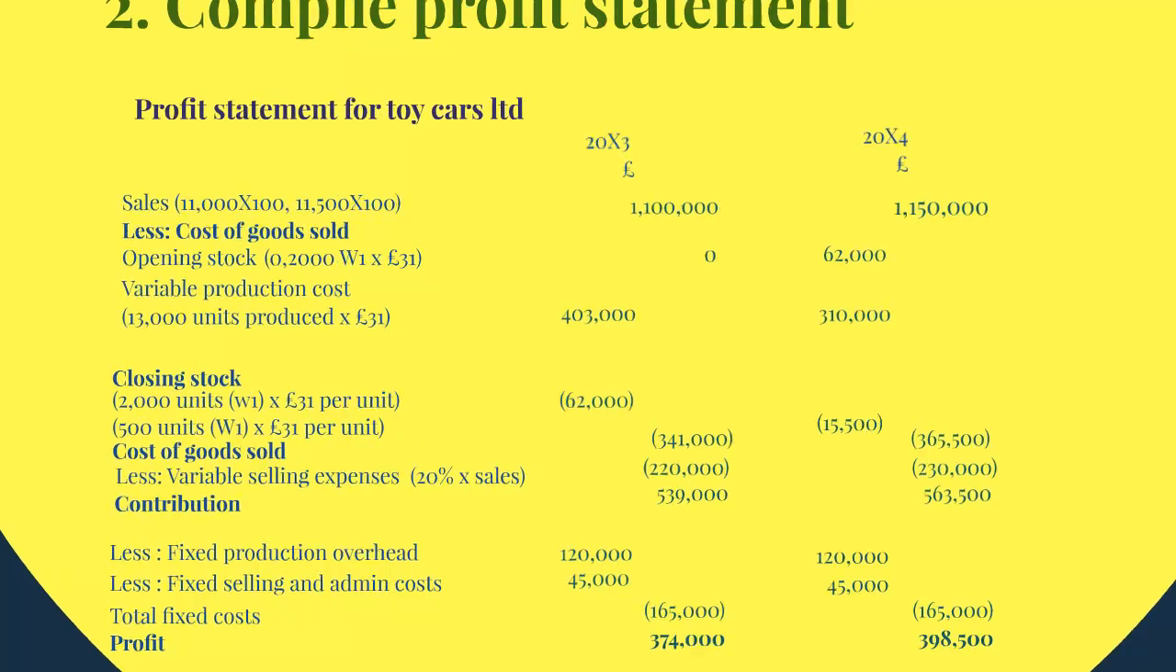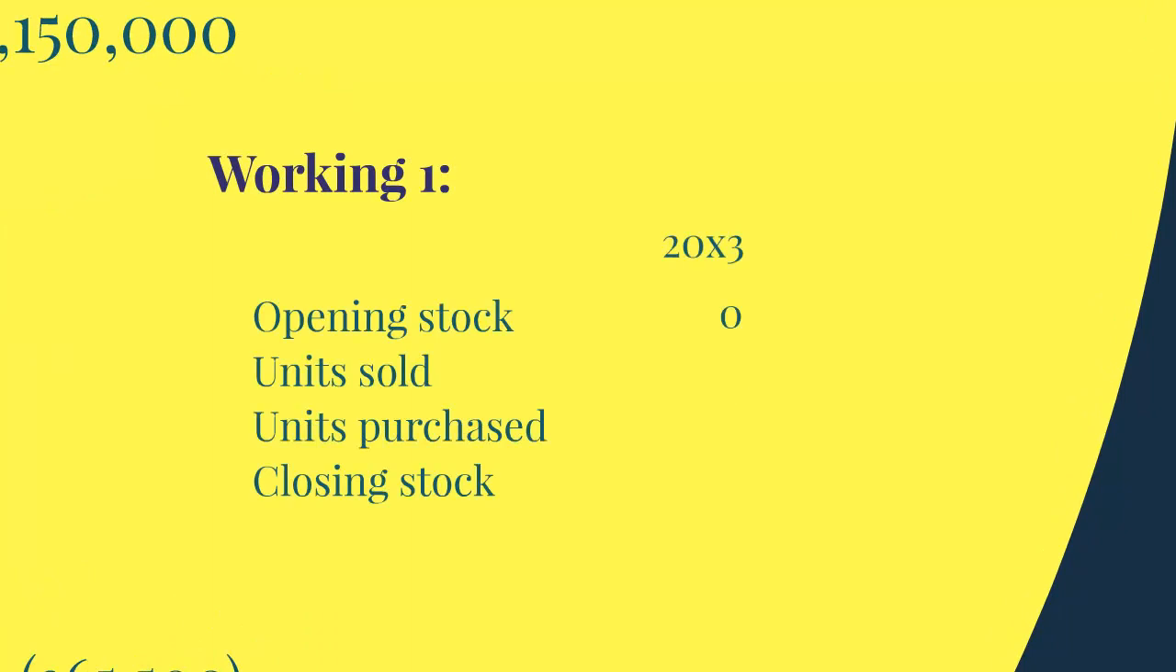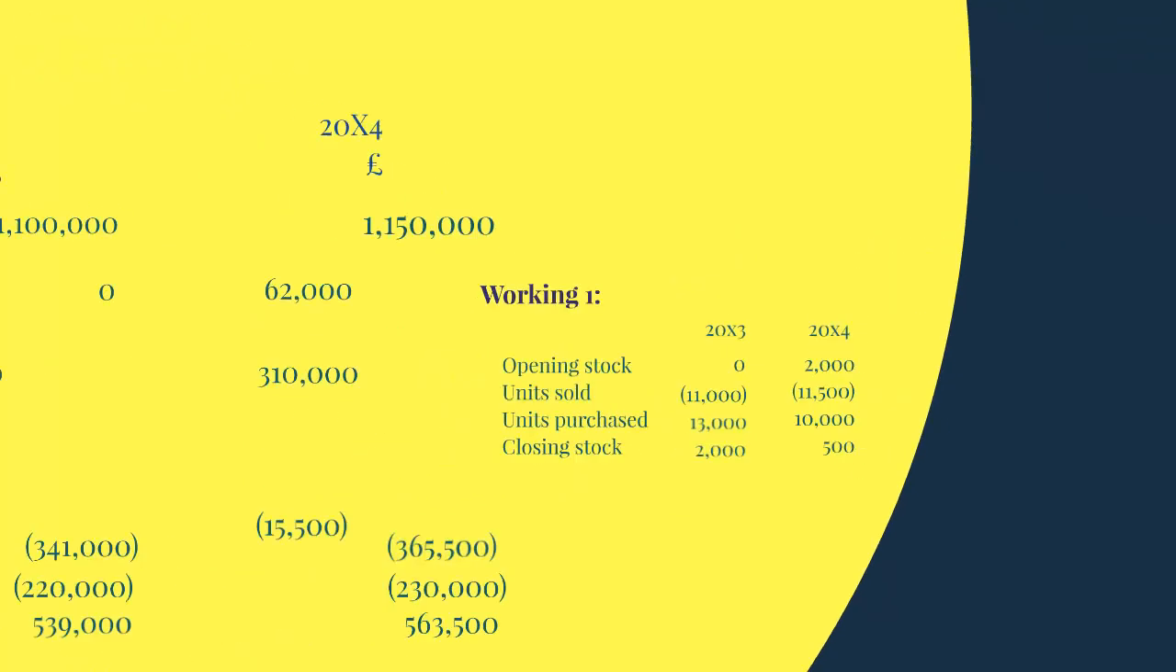398,500. And I'll just show you here where these stock figures came from. So of course in the first year we didn't have any opening stock, we produced 13,000, we sold 11,000, giving us 2,000 in closing stock. In the second year we had the 2,000 to start with, we sold 11,500 and produced another 10,000, giving us 500. So that was it under a marginal system.